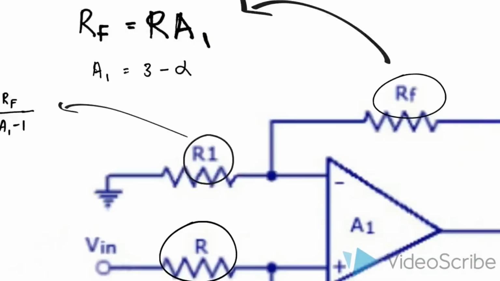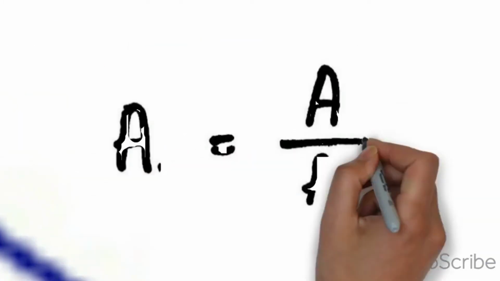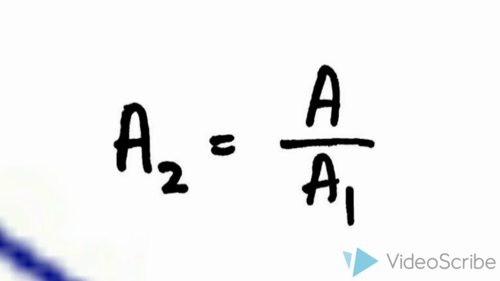Followed by the second stage of this circuit, the formulas to calculate the R and R reference values are the same, but take note that the A1 from the previous formulas needs to be replaced with this formula.